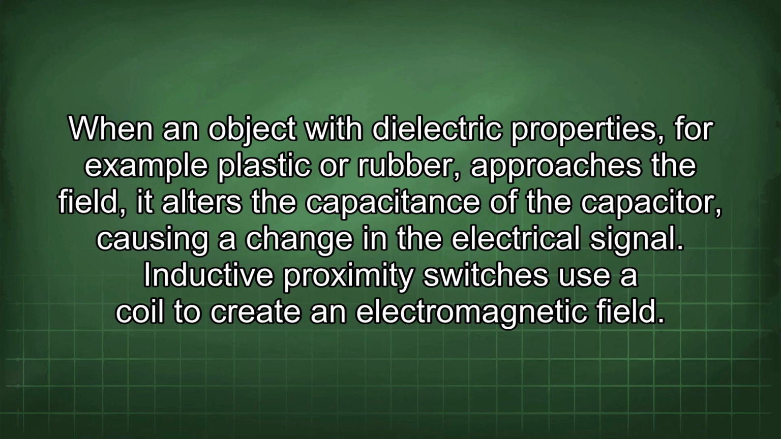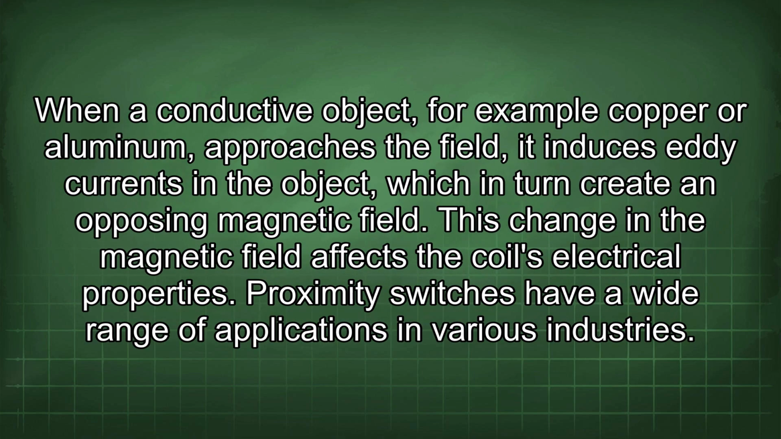Inductive proximity switches use a coil to create an electromagnetic field. When a conductive object, for example copper or aluminum, approaches the field, it induces eddy currents in the object, which in turn create an opposing magnetic field. This change in the magnetic field affects the coil's electrical properties.